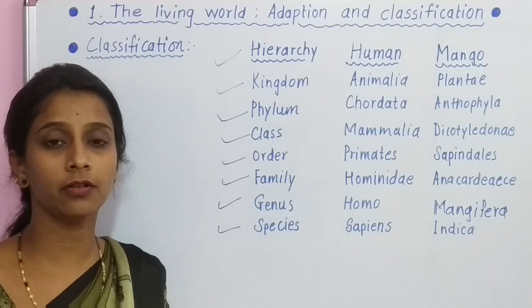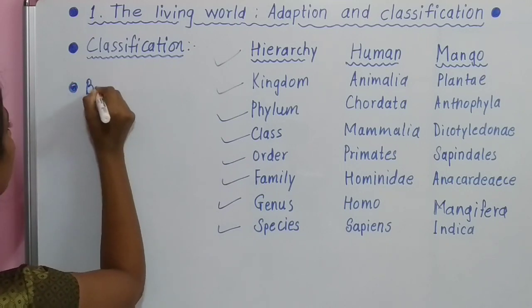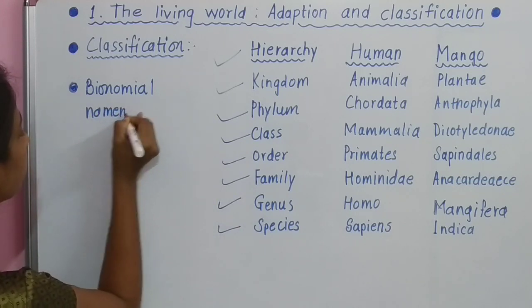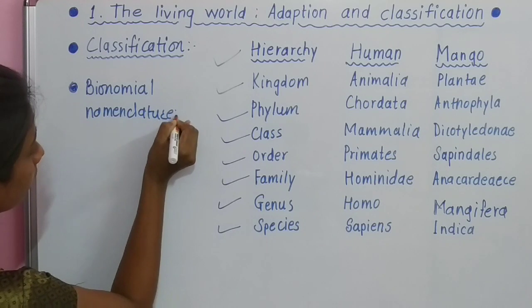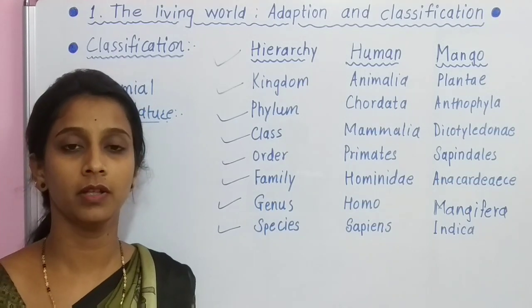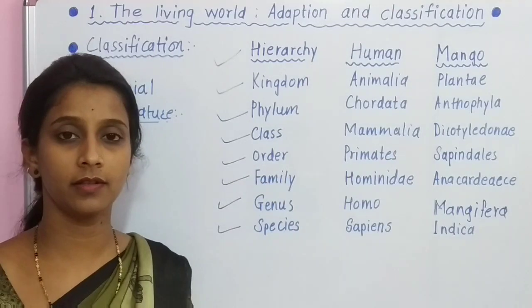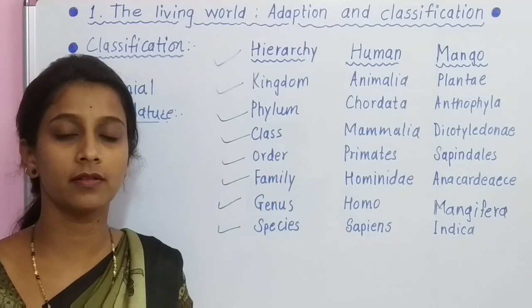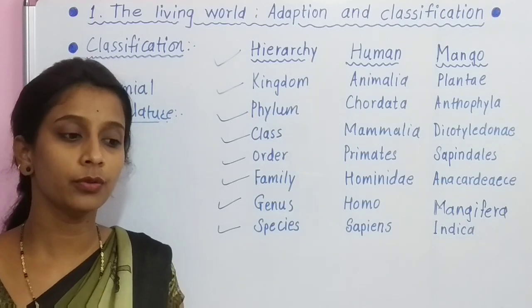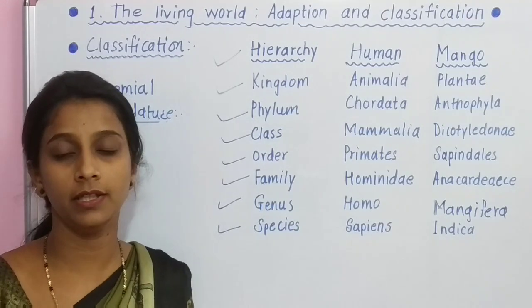Now students, the next point of the chapter is binomial nomenclature. Let us write it here: binomial nomenclature. Now students, what is binomial nomenclature? It is a naming system of organisms, which is also called the scientific naming system. This binomial nomenclature system was first invented by the scientist Carl Linnaeus, and it was accepted worldwide.